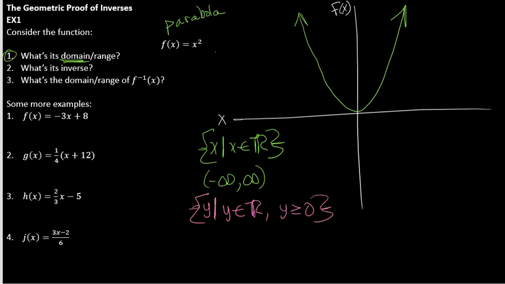Okay, and parenthetical notation would look like this. So we would include 0 with the square bracket, and we would go on and on and on to positive infinity. Okay, so that's our range.